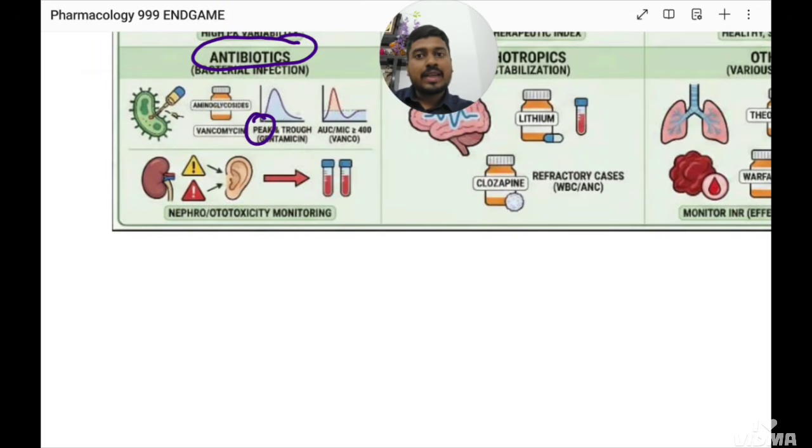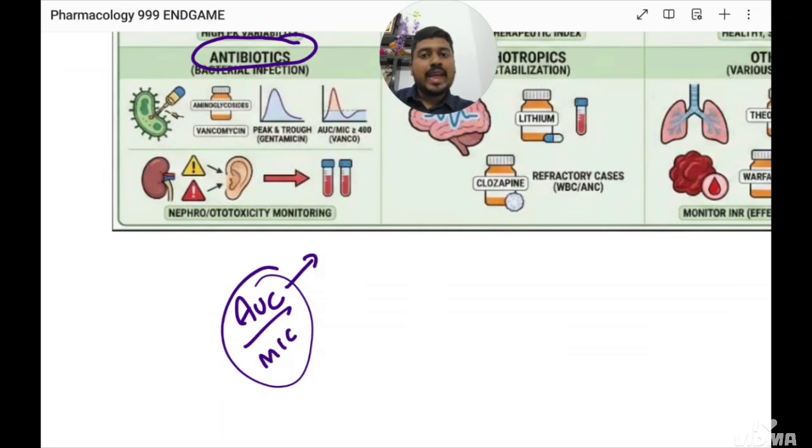You don't see peak and trough. What we see is something known as the AUC divided by MIC ratio. Now, what is AUC? Area under the curve. So the area under the curve is AUC, and MIC is minimum inhibitory concentration. That is an antimicrobial property of that drug.